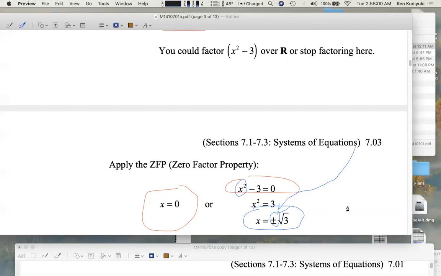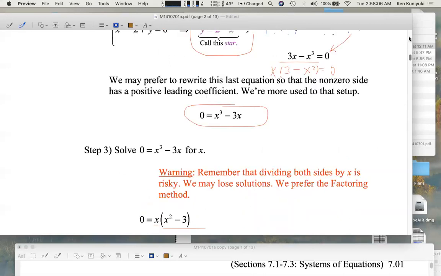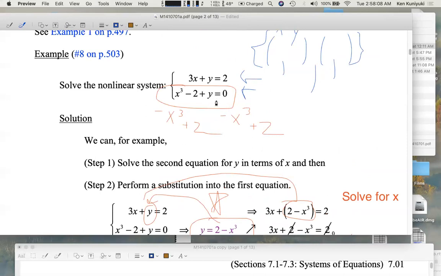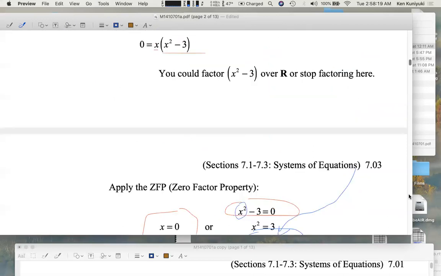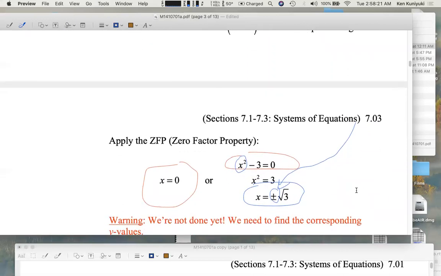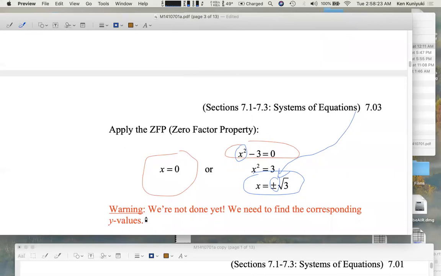Are we done? No, we're not quite done. Because remember, our system involved x and y. And our solutions, if there are any, are going to be in the form of ordered pairs. So for each of these x's, we're going to look for a partner y coordinate. We're not done yet. We have to find the corresponding y values.